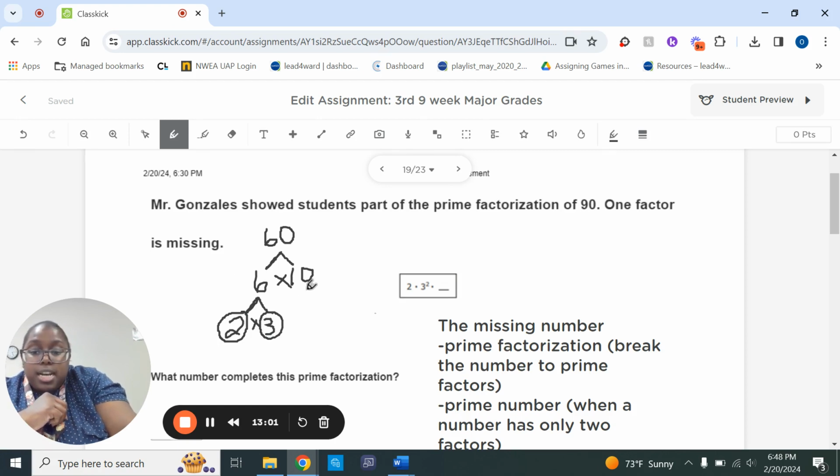Let's go over here to this side. Looking at 10, can I think of 2 numbers besides 1 and 10? Actually, yes, I can. 2 times 5 also gives me 10. So now I'm at 2 times 5. Well, we already know 2 is prime because I can only use 2 times 1 to get that. Now let's look at the 5.